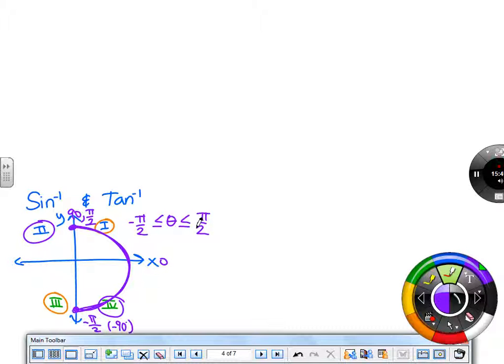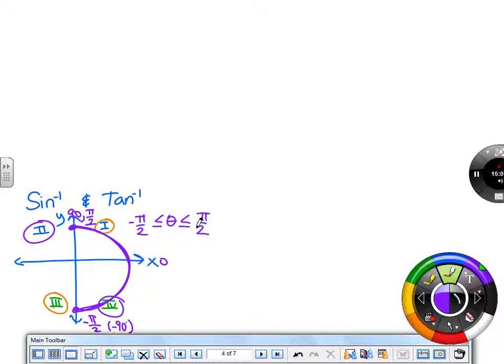So if you're like, yeah, I know, it's like 330, don't call it 330, okay? Call it negative 30, or negative pi over 6. I know, kind of sucks, all right? Cosine, they had to change it. I know it sucks they don't all have the same rule.